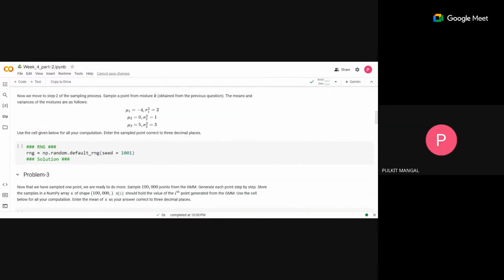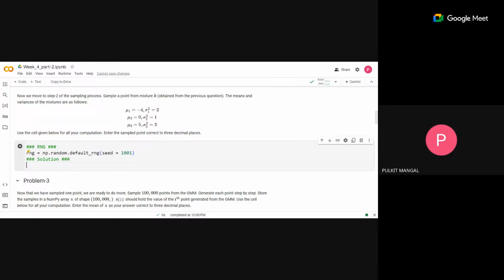Now, given this mu k and sigma k, and you have chosen this component k, how will you sample the data point from the kth component? Again, we will be using this RNG method. There is something called RNG dot normal, which basically samples from the normal distribution. This RNG dot normal again takes three parameters.